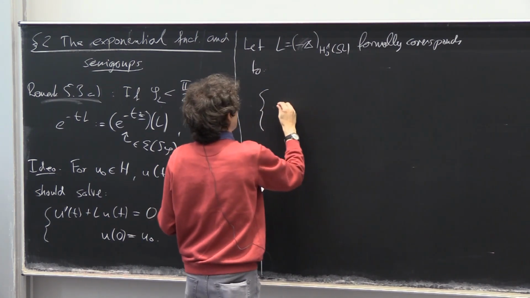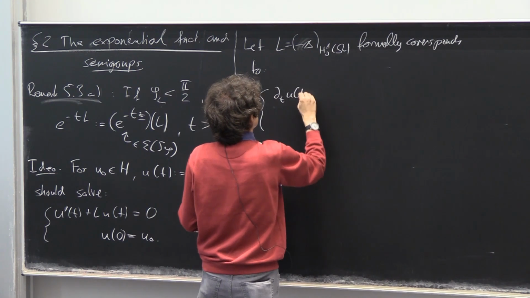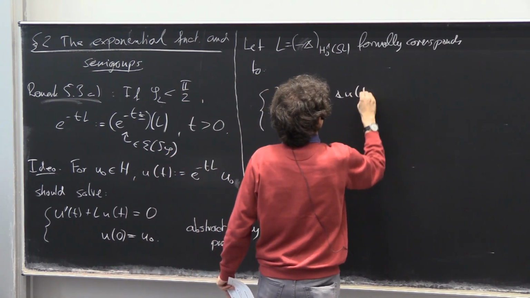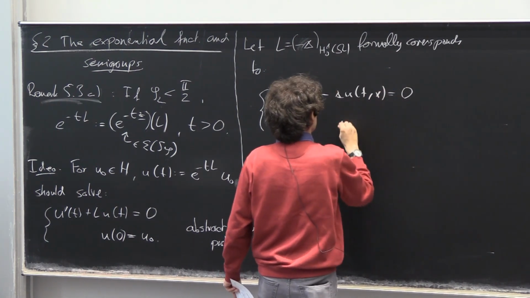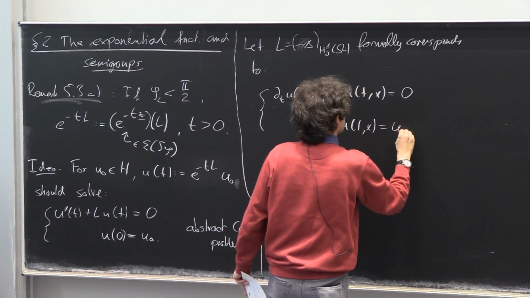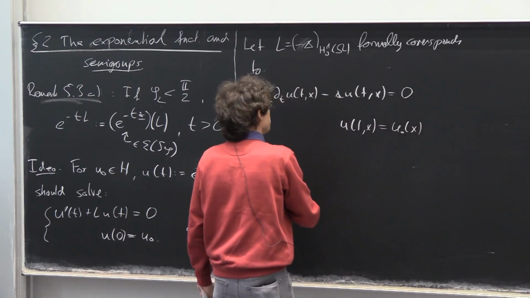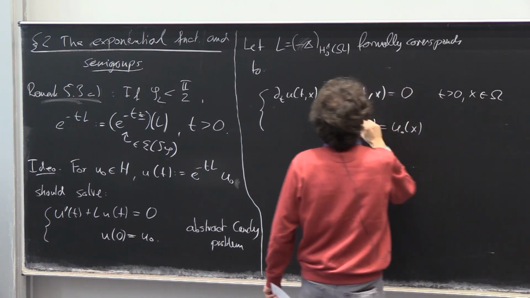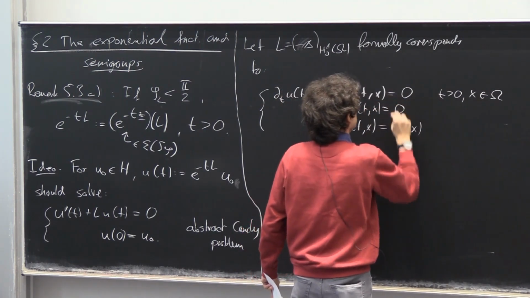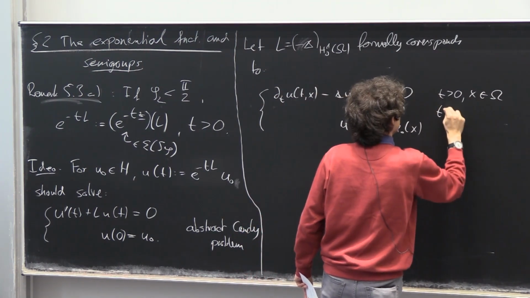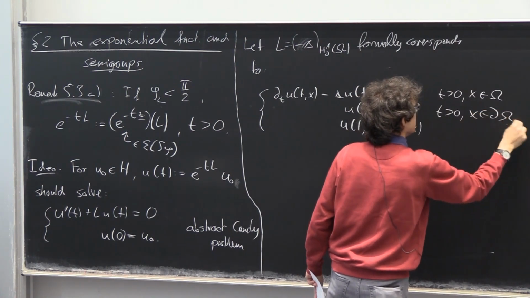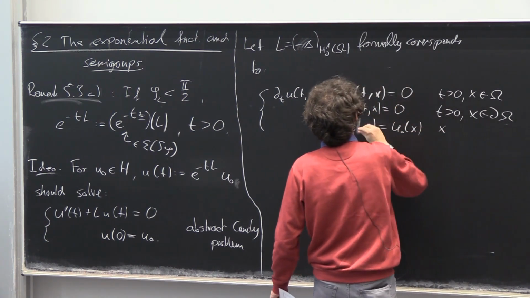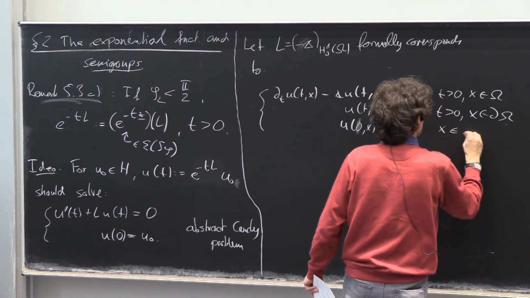That is, okay, we have a time derivative of u plus L, so minus Laplace of u equals 0, and u of t,x equals u_0 of x. And we have the Dirichlet boundary condition, so this is for t positive and x in Omega. We have u of t,x equals 0 for t positive and x in the boundary of Omega. This is the Dirichlet boundary condition. And we have the initial value u of 0,x is u_0 of x for x in Omega.